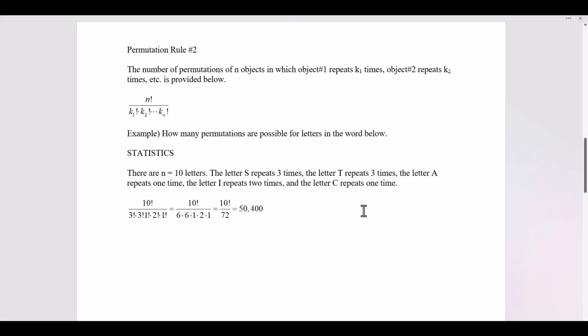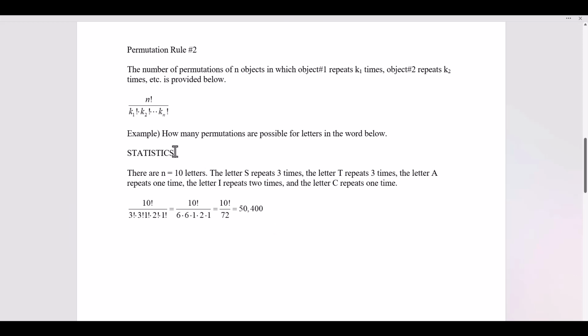Permutation rule number 2. The number of permutations of n objects in which object number 1 repeats k sub 1 times, object number 2 repeats k sub 2 times, etc., is provided below. n is the total number of objects. We take n factorial, and then we divide out the repetitions. We have k sub 1 factorial times k sub 2 factorial, and so on until we multiply out k sub n, the last object's repetitions, factorial.